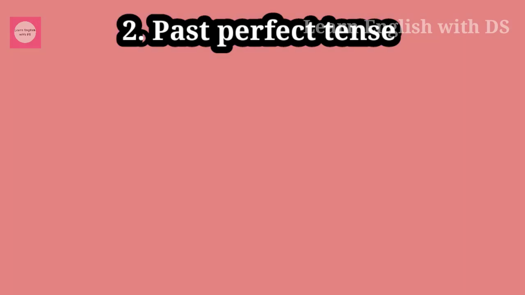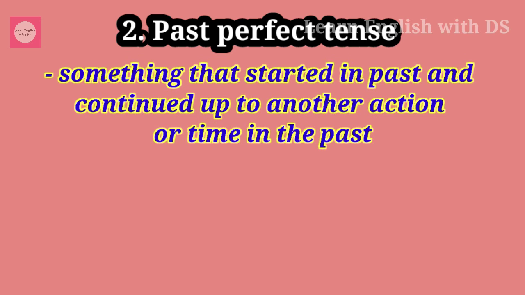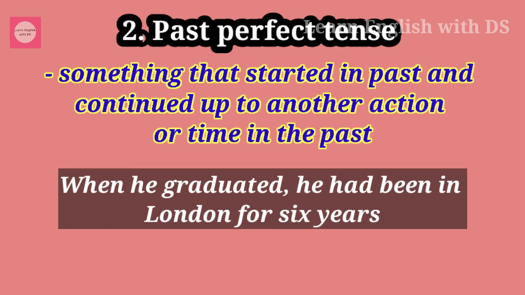We use past perfect tense to talk about something that started in the past and continued up to another action or time in the past. The action started in the past and continued till the second past action started at a particular time in the past. For example, when he graduated, he had been in London for 6 years.